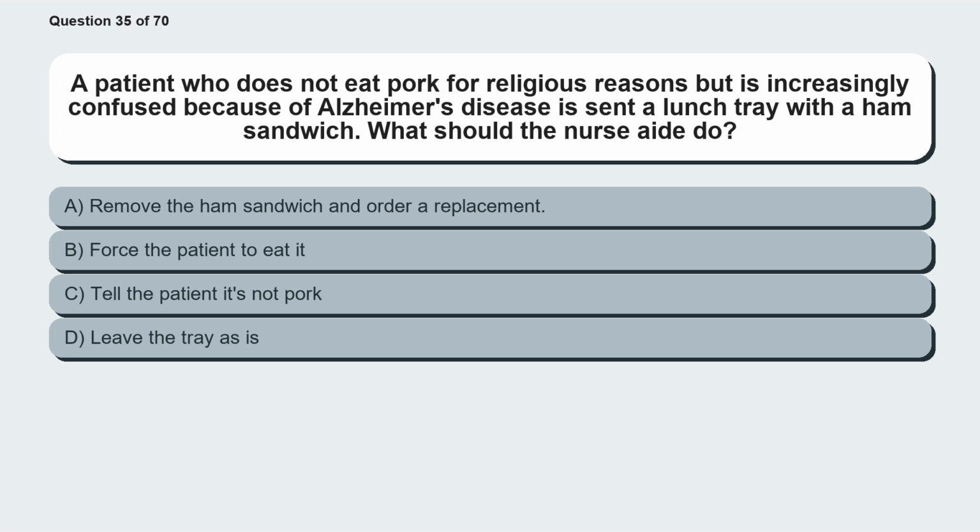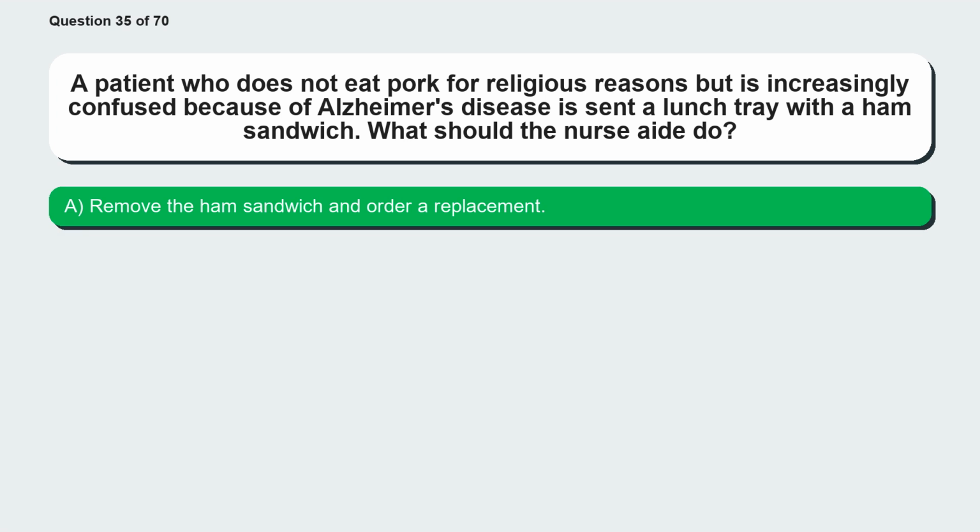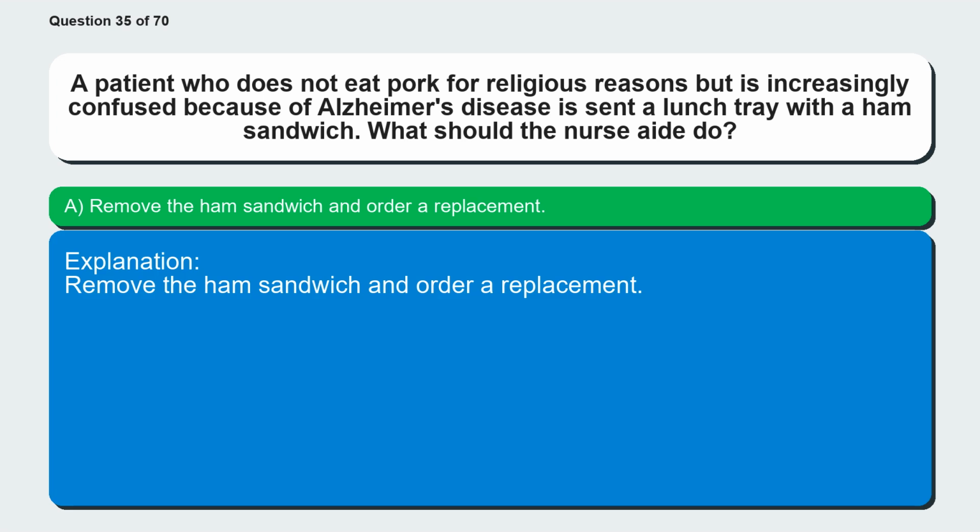Option A, remove the ham sandwich and order a replacement. Option B, force the patient to eat it. Option C, tell the patient it's not pork. Option D, leave the tray as is. The correct answer is option A, remove the ham sandwich and order a replacement.